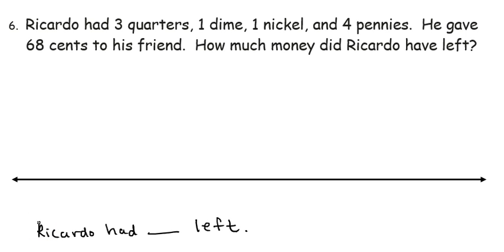Now, there's a lot going on in this problem. First of all, we have an amount of money for Ricardo, and then he gives some of it away. I'm going to use the number line to help me with that subtraction. In order to do that, I need to know how much money Ricardo had at the start. I'm going to use my skip counting skills to come up with that total. I'll start with the 3 quarters is 75, plus a dime is 85, plus a nickel is 90, and then 4 pennies would be 94.